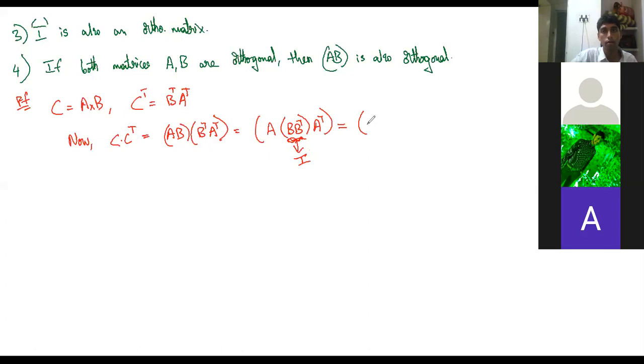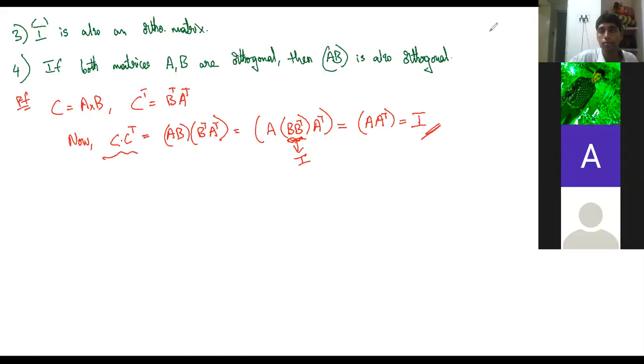Identity. Hence proved. So C also turns out to be identity matrix. Similarly, you can find out C transpose into C, same thing. Right? Any doubt?